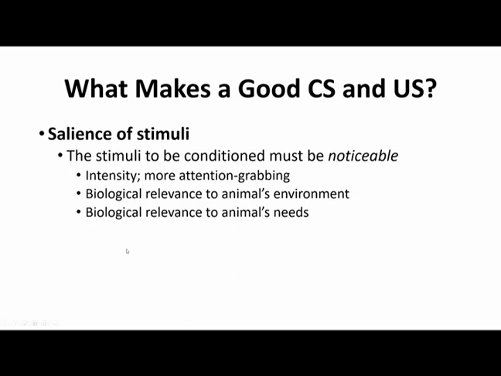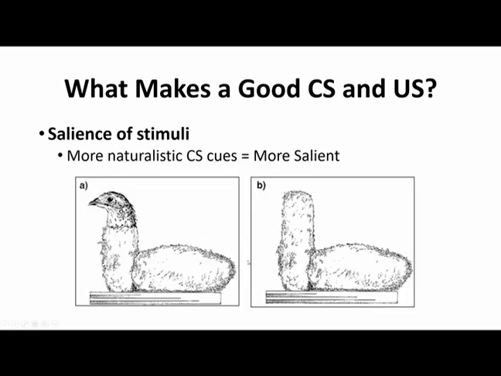For biological relevance, we can look at that relevance to an animal's environment or to its current needs. We'll start with the environment, which is basically saying things that are relevant to what they'd encounter in their natural environment. So males may pay attention to a conditioned stimulus because it looks like a female. And so if we actually hop to the next slide here, we can have a more naturalistic stimulus.